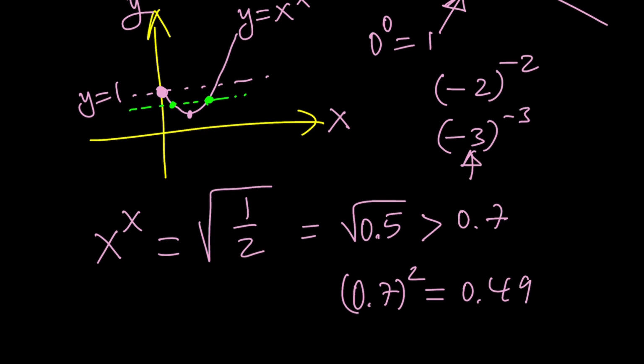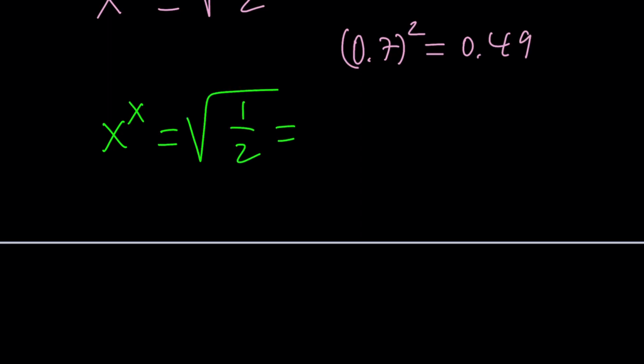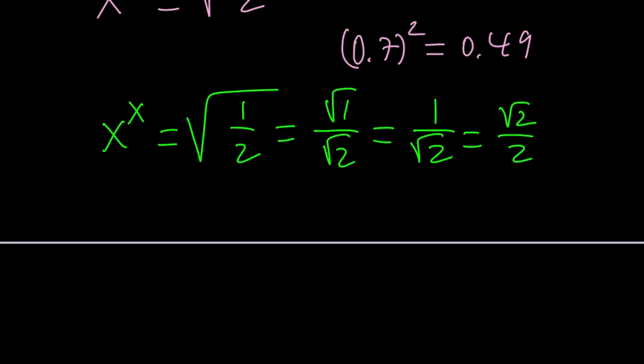So we have to be careful. We need to make sure we find two solutions. Okay? Let's take a look. So how do we solve it? We have x to the power x equals square root of 1/2, which can be written as square root of 1 divided by square root of 2, which can be written as 1 over square root of 2, which can be written as square root of 2 over 2.